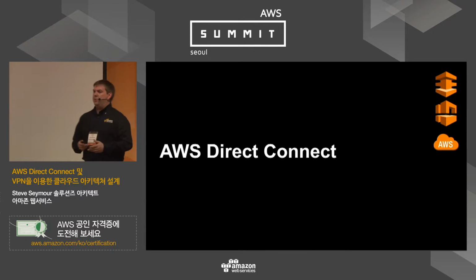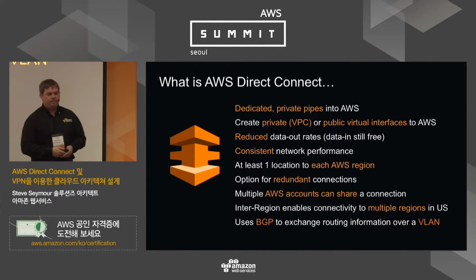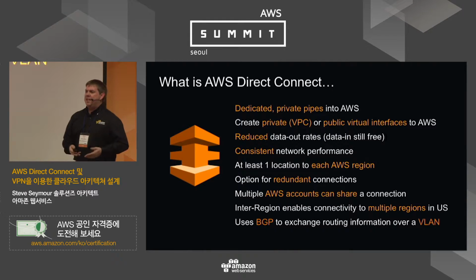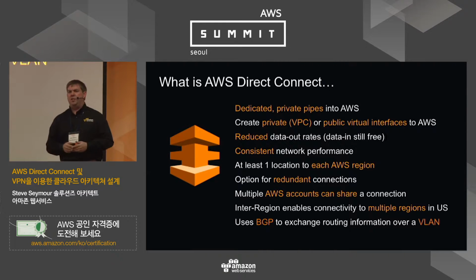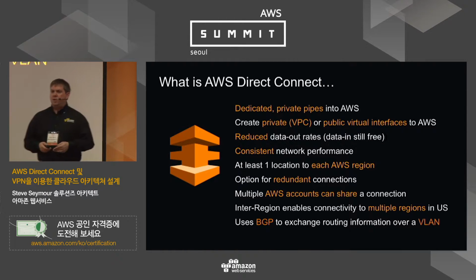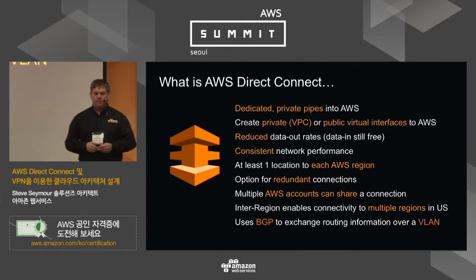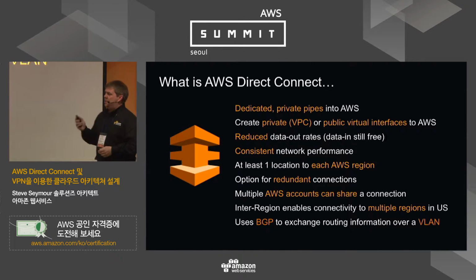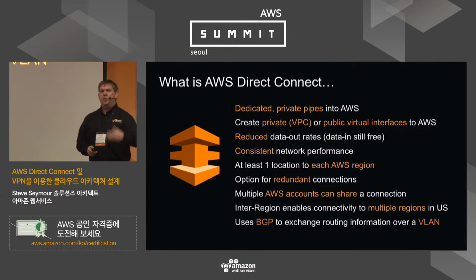Okay, let's talk about Direct Connect. What is Direct Connect? Well, first of all, it's a dedicated private connection into the AWS network. It allows you to create 2 types of virtual interface, public and private. It provides you with reduced data transfer costs, so typically about 1/3 of the price of internet data transfer. It provides you with consistent network performance, so the performance that you get on day 1 is the performance that you will continue to get.